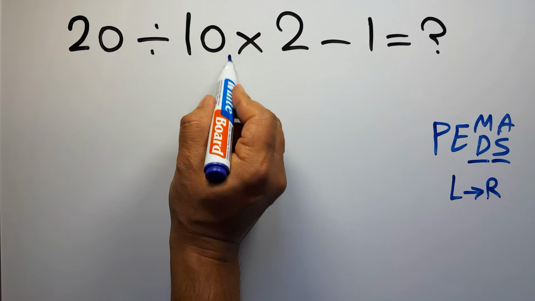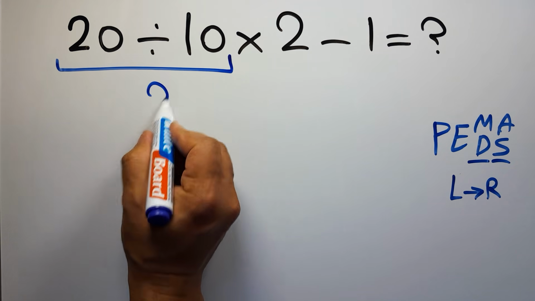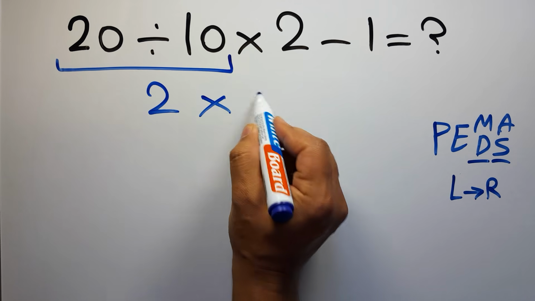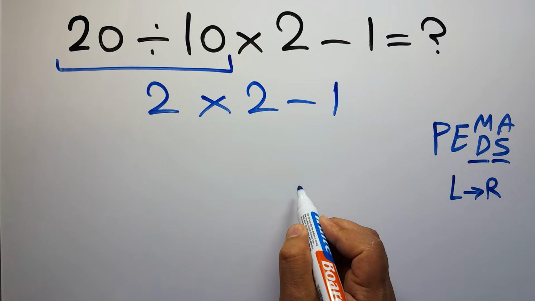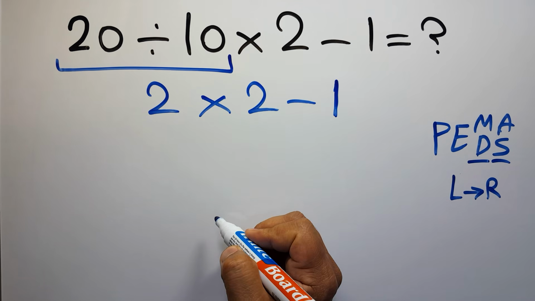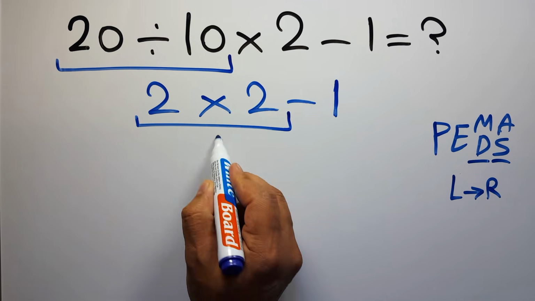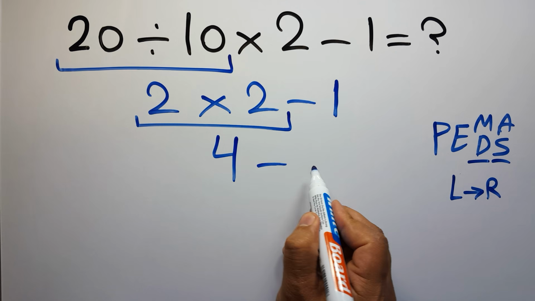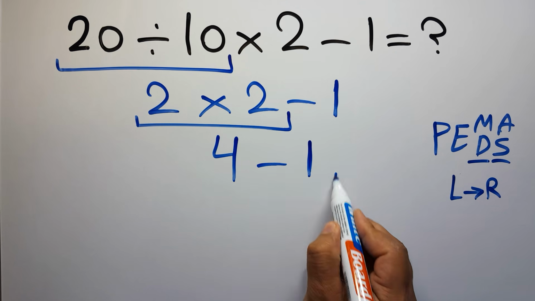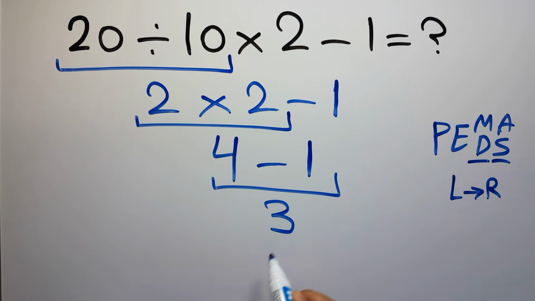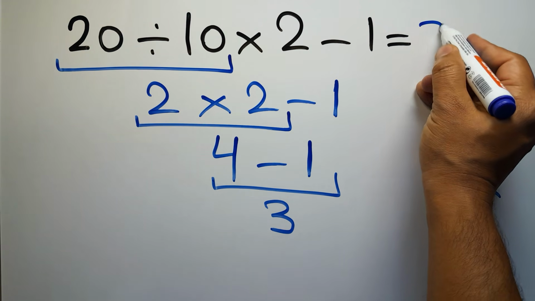20 divided by 10, which equals 2. So 2 times 2 minus 1. Now we have to do this multiplication. 2 times 2 gives us 4. So 4 minus 1, which equals 3. And this is our final answer to this problem. The correct answer is 3.